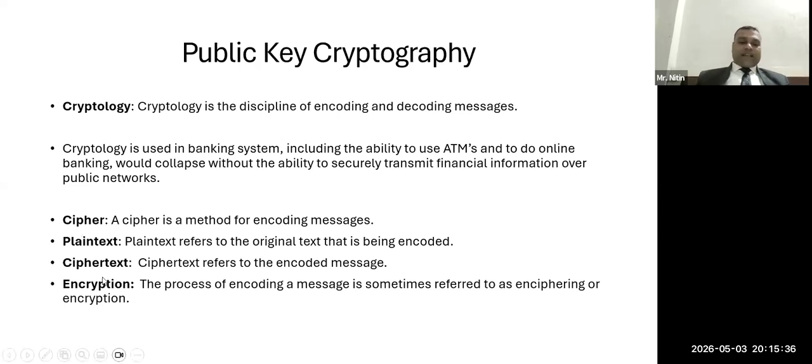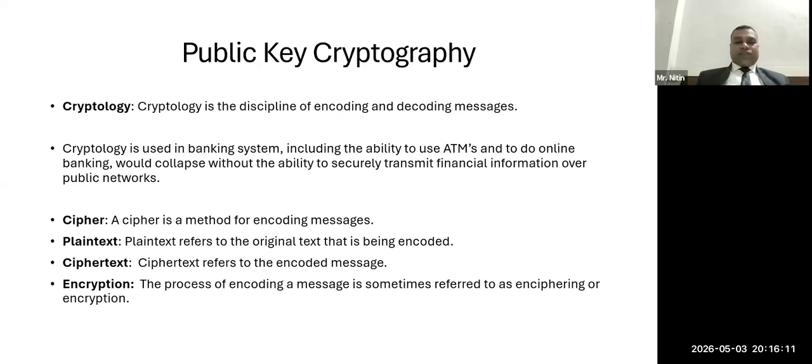Then we have ciphertext. What is ciphertext? Ciphertext refers to the encoded message. Yes, encoded data, that is ciphertext. Plain text, ciphertext, right? Then encryption. What is encryption? The process of encoding a message is sometimes referred to as encrypting or encryption. So encryption is the process of encoding a message or data.